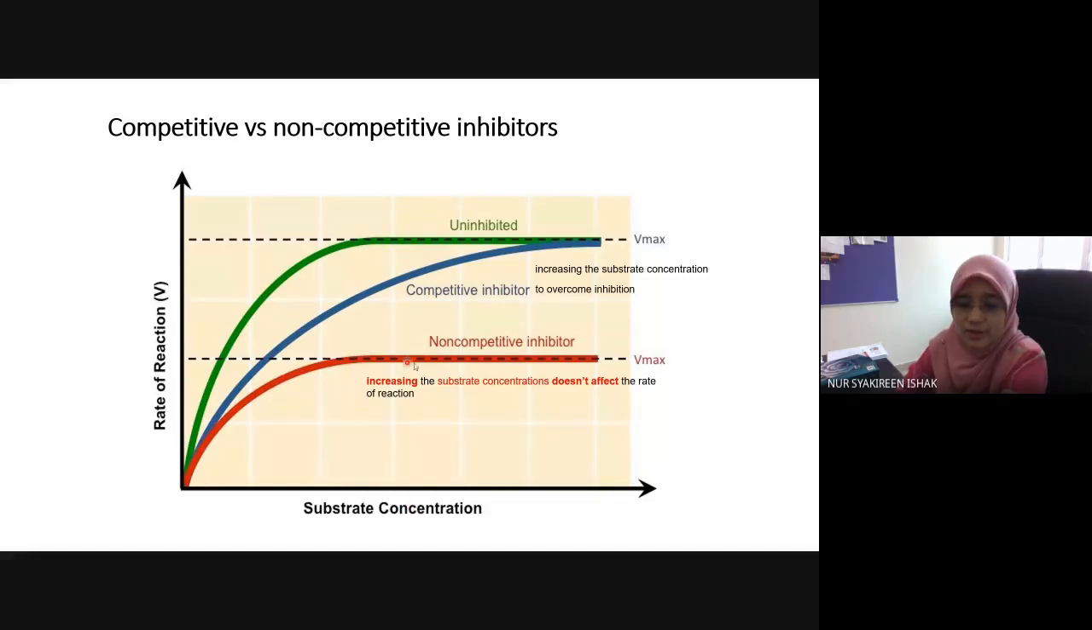The red graph here shows you the reaction with the presence of non-competitive inhibitors. When you add a non-competitive inhibitor to the reaction, as you can see, the reaction will stop quickly, or reaches Vmax, maximum velocity, really quickly and produces less product. As you can see, the reaction produces less product, and you cannot overcome non-competitive inhibition by increasing substrate concentration. Why? Because the inhibitor will just bind to the allosteric site and cause the enzyme to change shape, and it cannot catalyze the reaction.